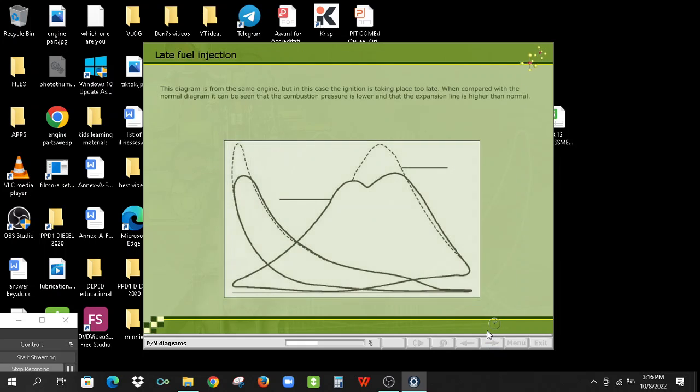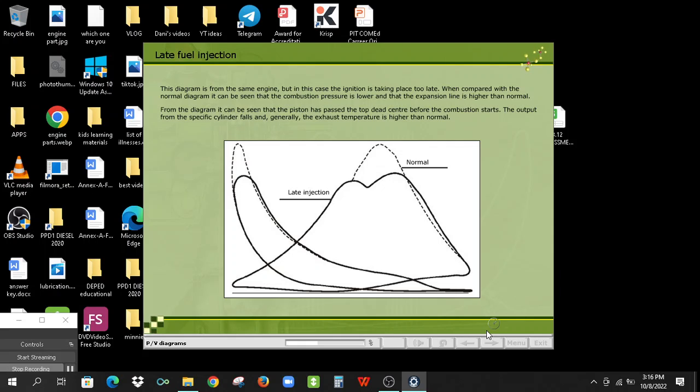This diagram is from the same engine, but in this case the ignition is taking place too late. When compared with the normal diagram, it can be seen that the combustion pressure is lower and that the expansion line is higher than normal. From the diagram, it can be seen that the piston has passed the top dead center before the combustion starts. The output from the specific cylinder falls, and, generally, the exhaust temperature is higher than normal.